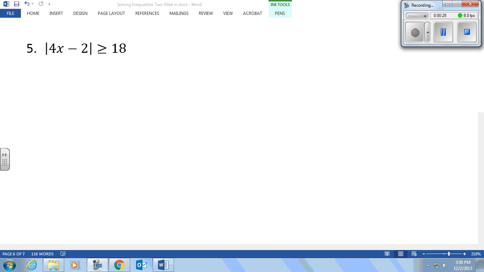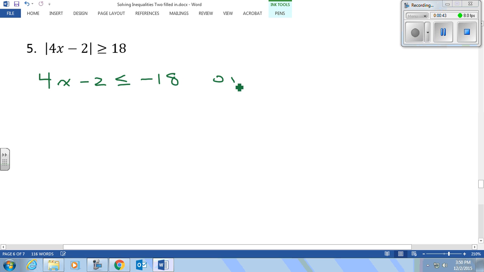Here I've got the absolute value of 4x minus 2 is greater than or equal to 18. Since it's a greater than, that means that we've got the two interval process. So we're going to have 4x minus 2 is less than or equal to negative 18, or 4x minus 2 is greater than or equal to positive 18. Let's solve both of those for x by adding 2. So we get 4x is less than or equal to negative 16, and if I divide by 4, I've got x is less than or equal to negative 4.